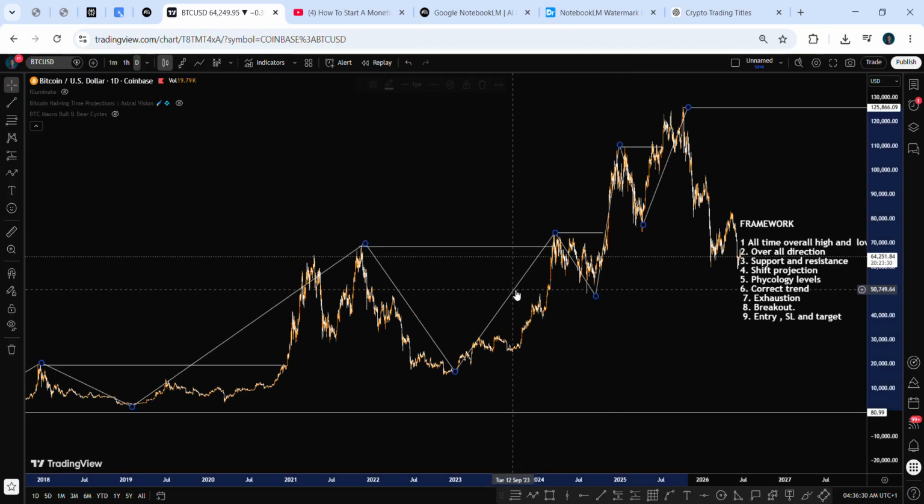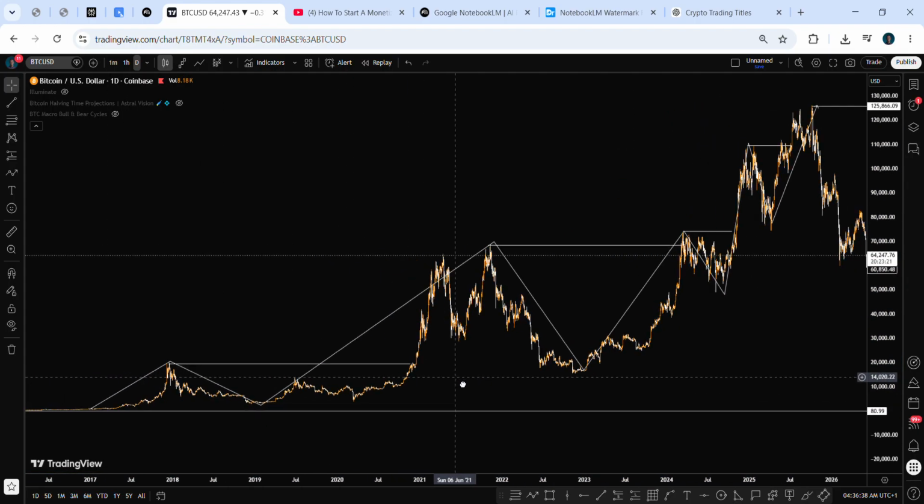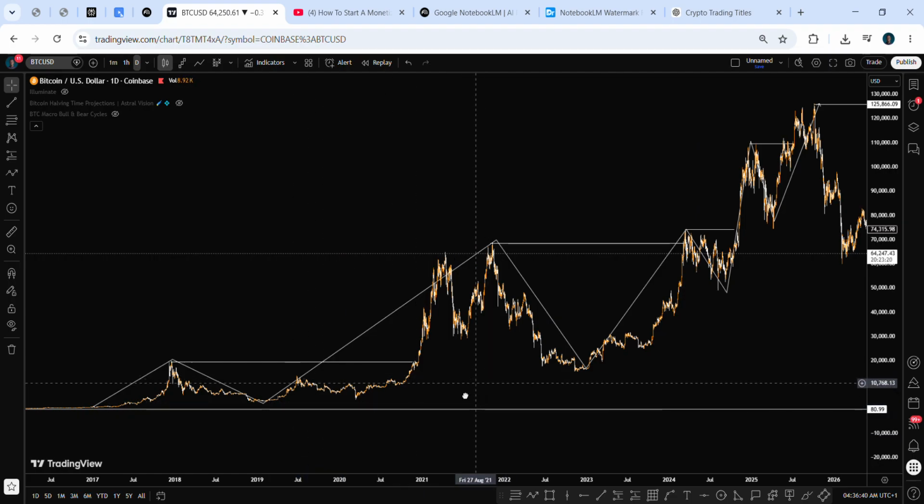So let me just delete this. I'm already explaining number two, which is the overall direction. So I'm reading the overall direction now, after mapping my all-time low and high.